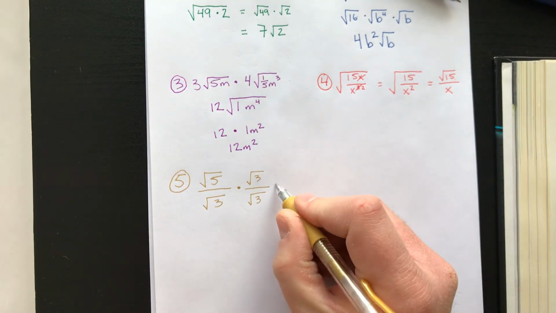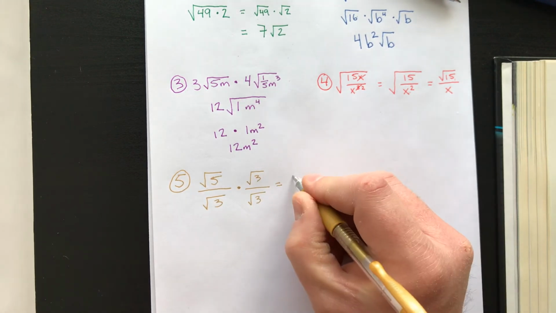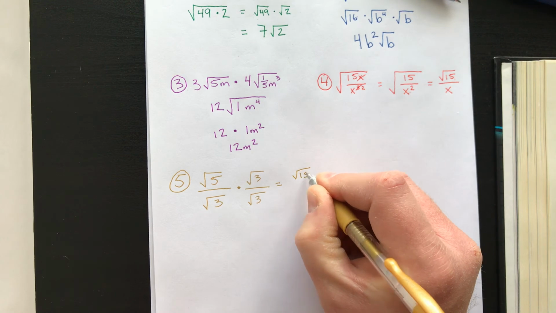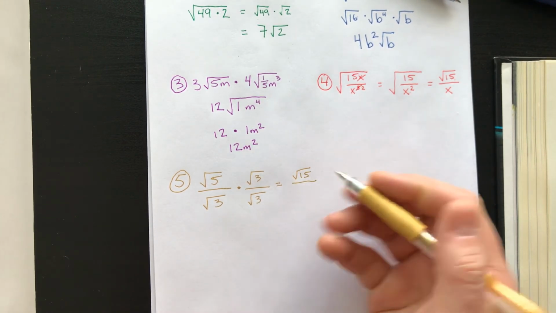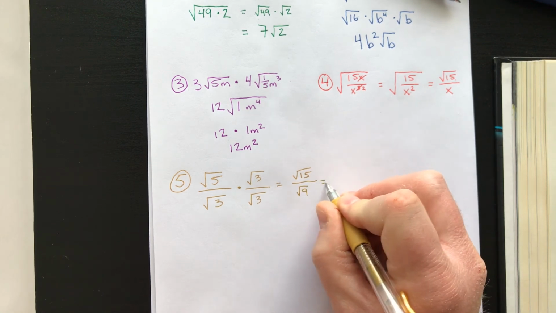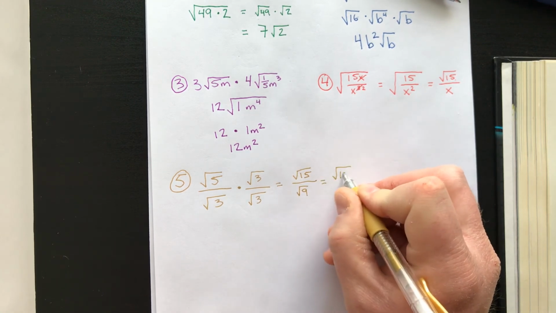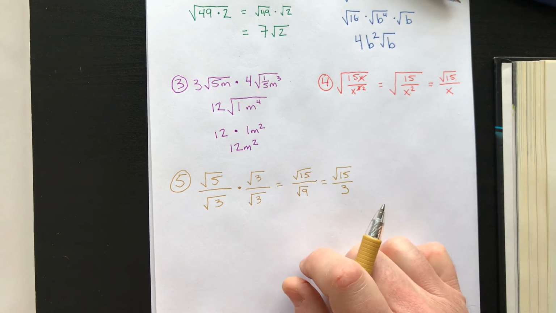And so, if I continue this problem, the square root of 5 times the square root of 3 will give me the square root of 15. And then in the denominator, the square root of 3 times the square root of 3 is the square root of 9. And what is the square root of 9? It's just 3.